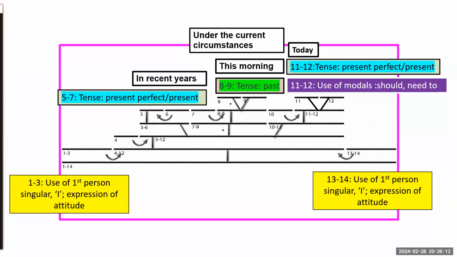Well, again, let's bring together all that we've been looking at. We have 8 and 9, that was past tense, that occurred this morning. We have in recent years, the tense is present perfect, moving into present. We have today, so we have present tense and the use of the modal auxiliary should and need to. And this whole part here, under the current circumstances, also is in present tense. So we have 5 and 6, 7 through 9, 10 through 12. We identify those spans based on the cohesive pattern of certain choices.